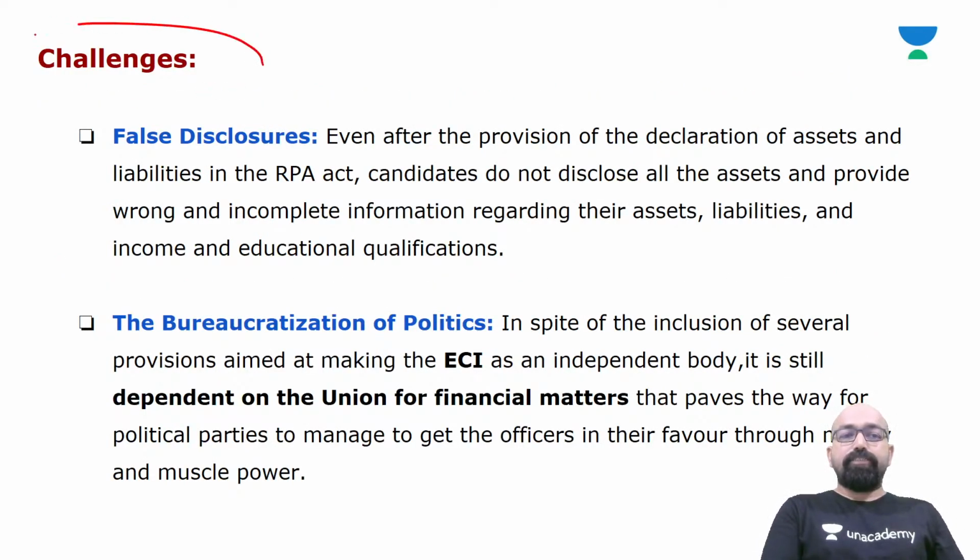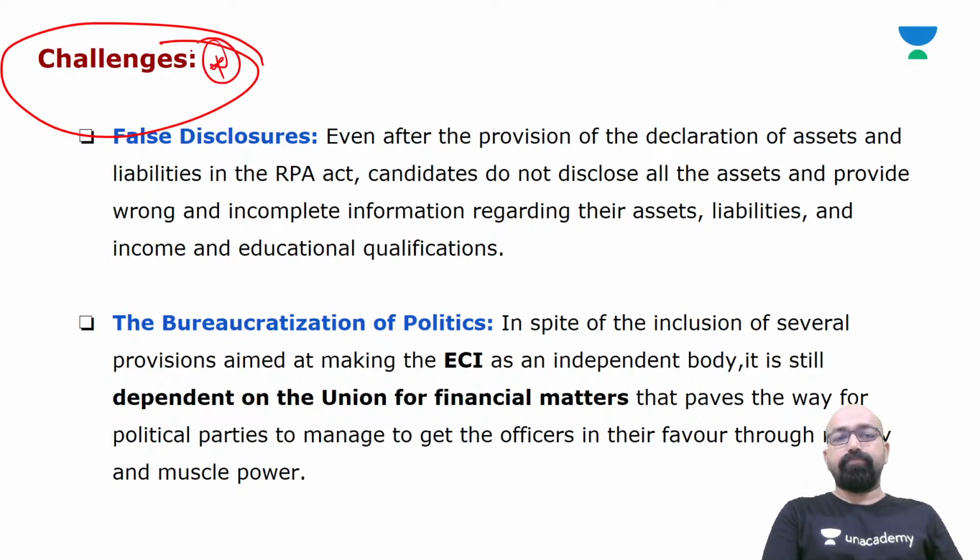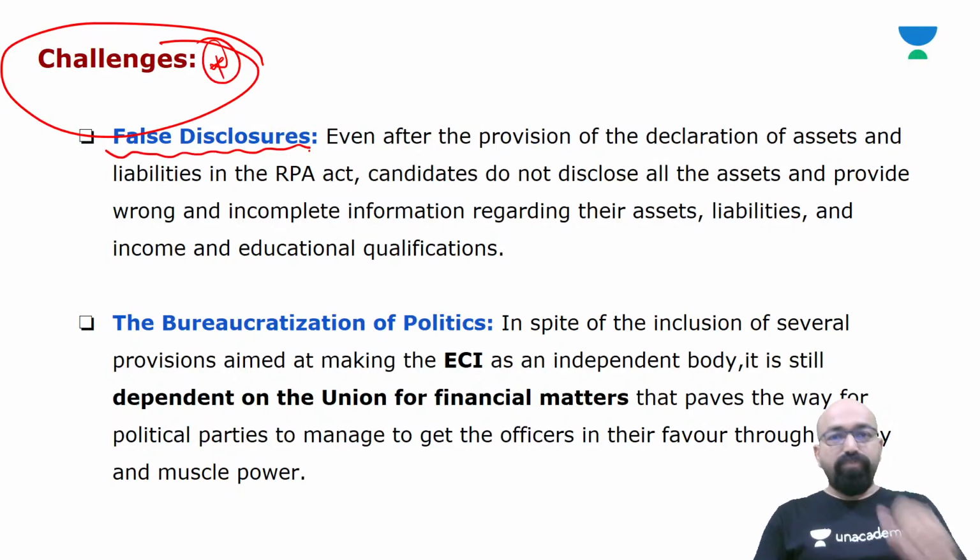Then challenges. False disclosures. Even after the provision of the declaration of assets and liabilities in the RPA Act, candidates do not disclose all the assets and provide wrong and incomplete information regarding their assets, liabilities, and income and educational qualifications.